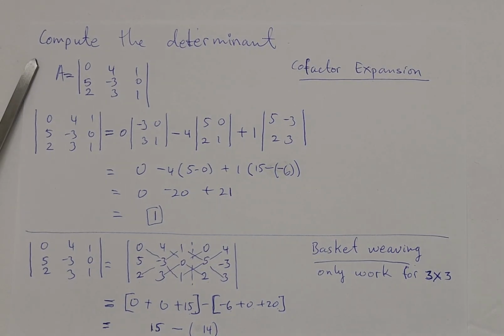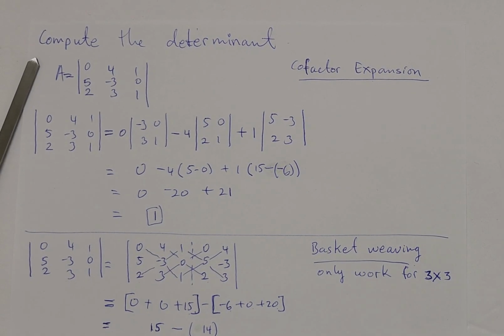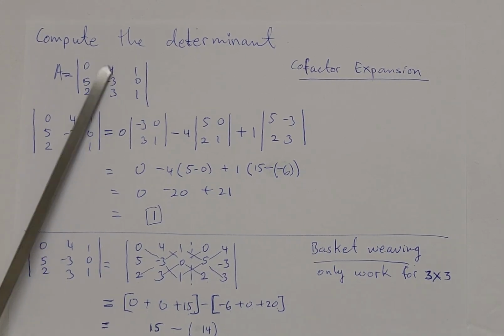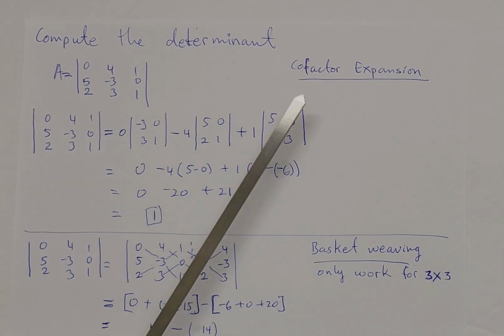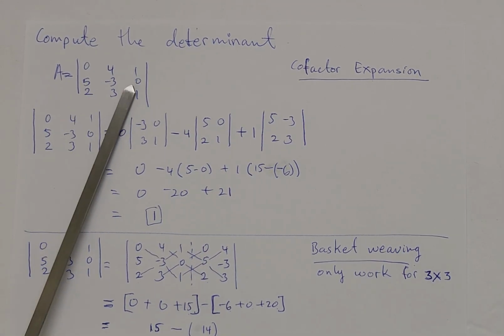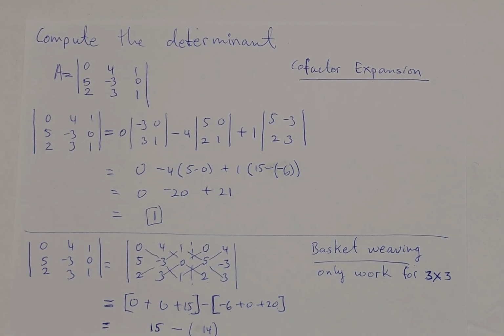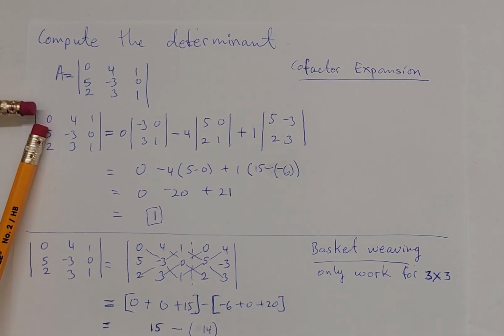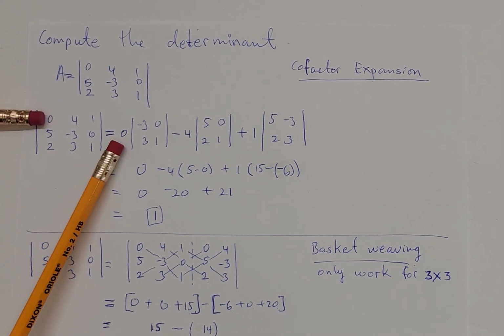This lesson is compute the determinant. Here we have another example of a 3 by 3 using the cofactor expansion method. So I'm rewriting this matrix down here using the cofactor expansion method. We're going to start out using the 0. So we're going to put 0 over here.